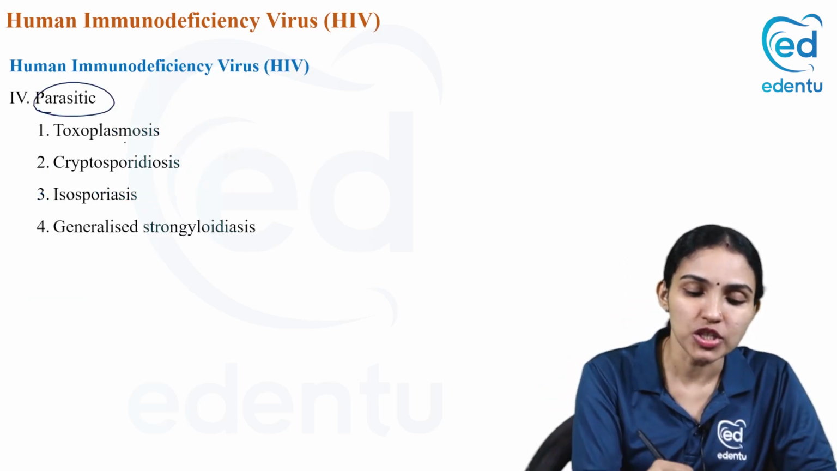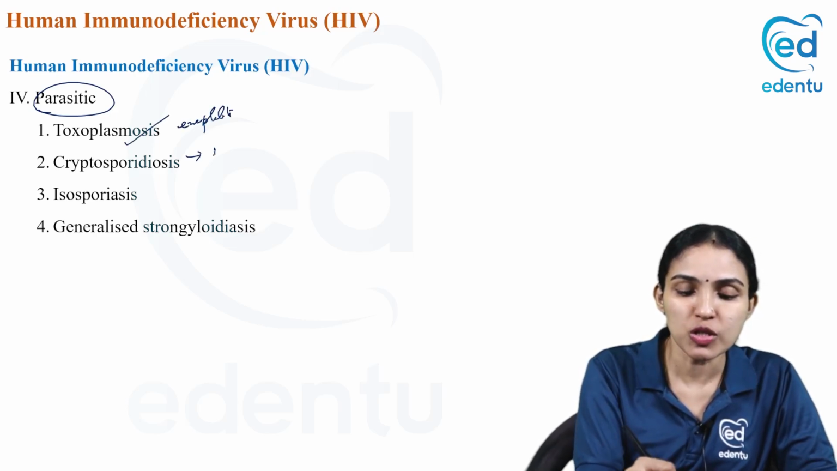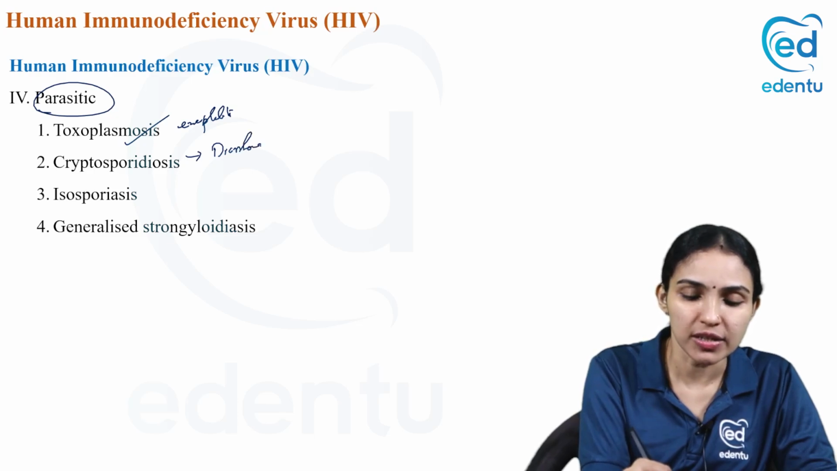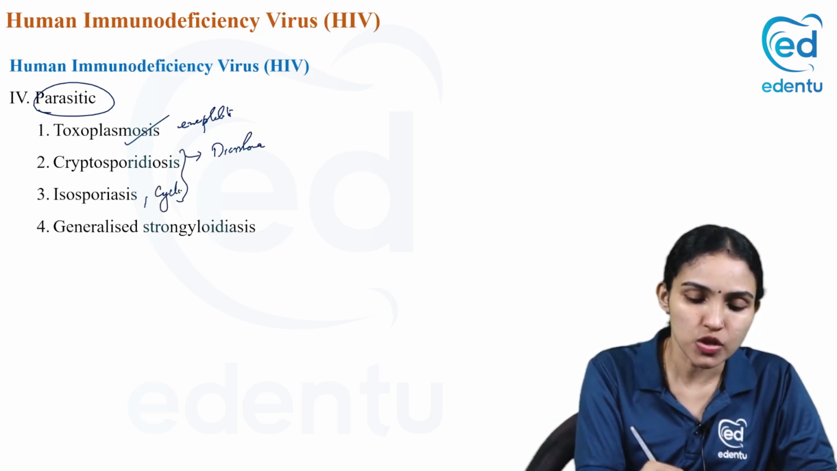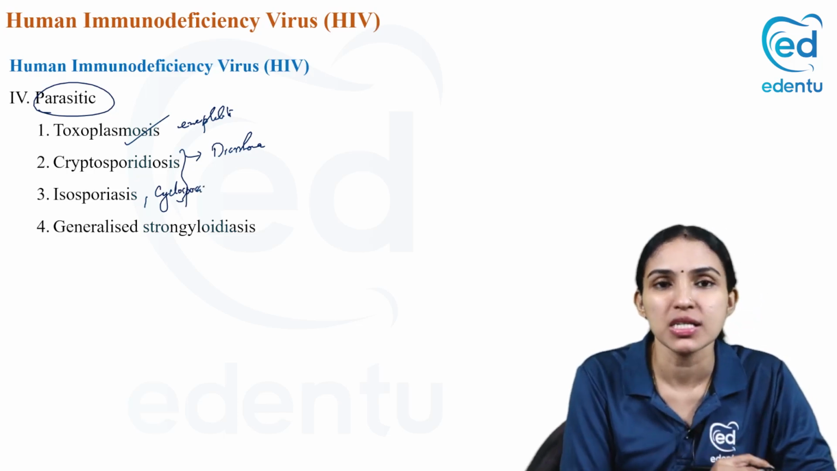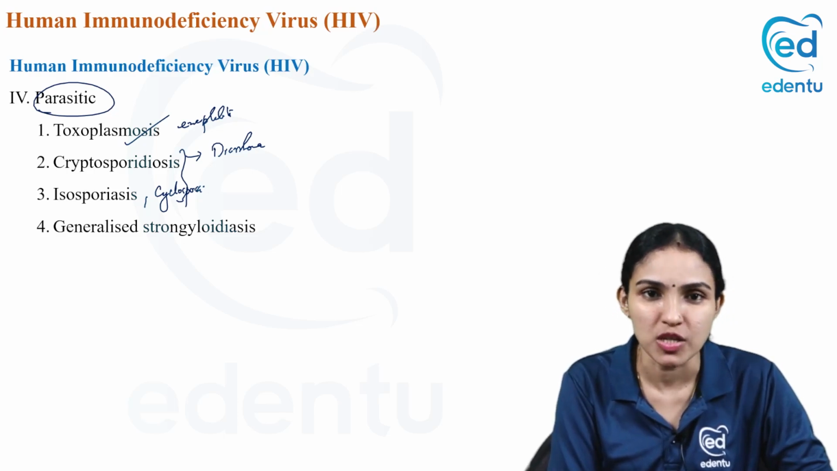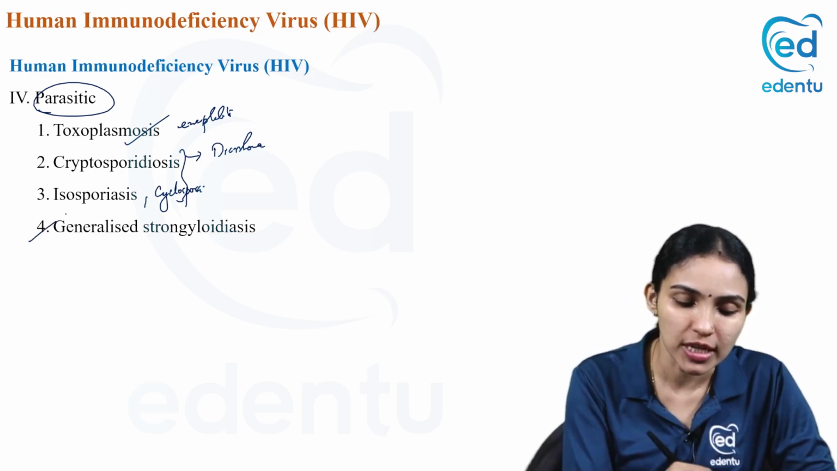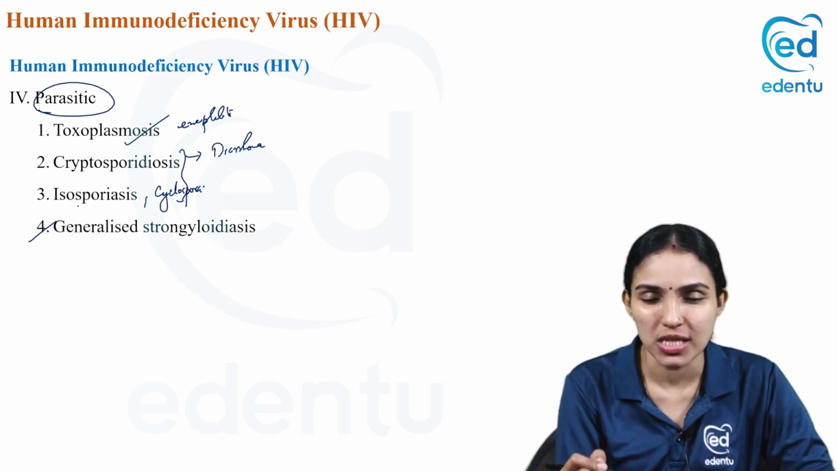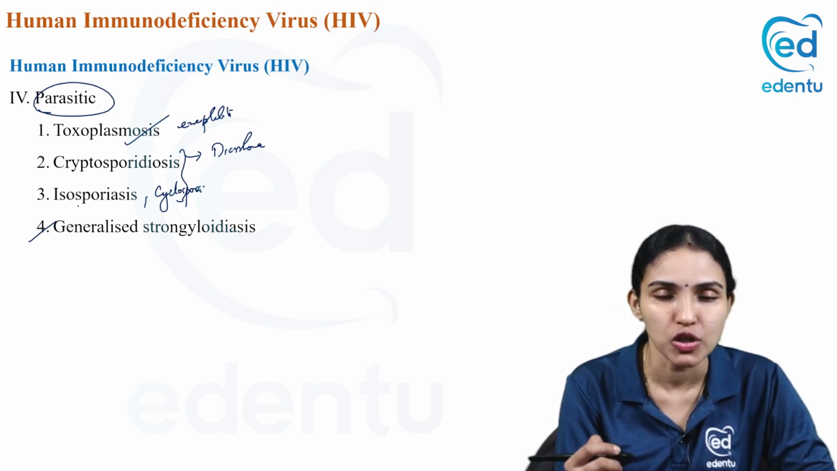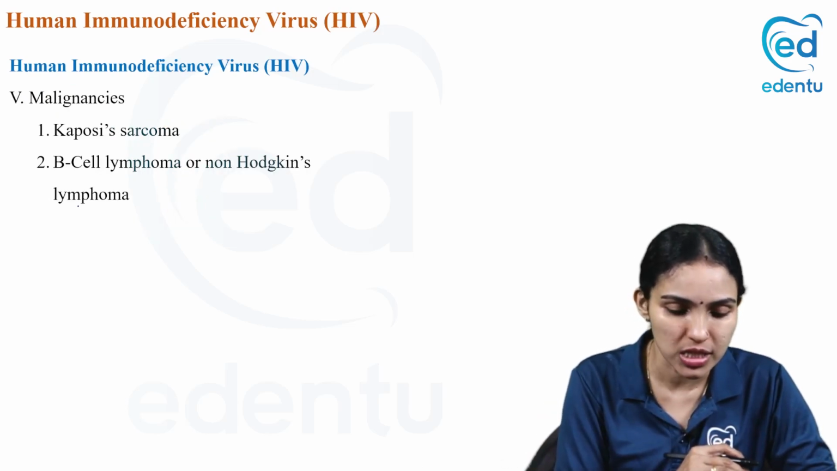Parasitic opportunistic infections: Toxoplasma causes encephalitis. Cryptosporidiosis causes severe diarrhea. Not only Cryptosporidium, but also Cyclospora and Isospora. I have told the examples of parasites causing diarrhea in HIV patients: Cryptosporidium, Isospora, and Cyclospora, and generalized strongyloidiasis. So these are the parasitic infections in HIV: Toxoplasma, Cryptosporidium, Isospora, Cyclospora, and Strongyloides.